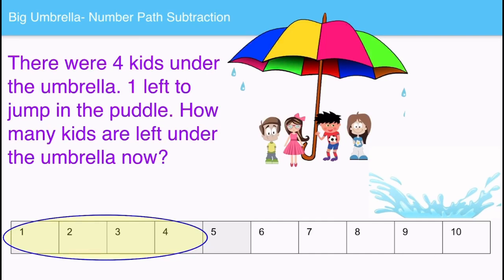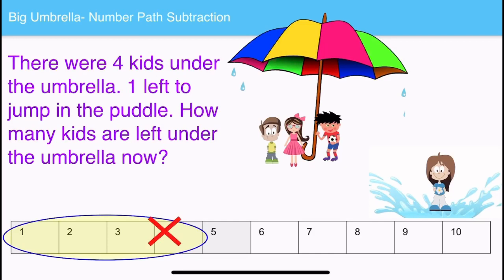Next, we have to figure out how many friends are we going to say bye to. Let's go back to the problem. It says 1 left to jump in the puddle. So that means we need to say bye to how many friends? 1. Nice work, friends. So I want you to slide 1 to the right, and I'm going to cross 1 off on the right. Ready? Go. Good job.